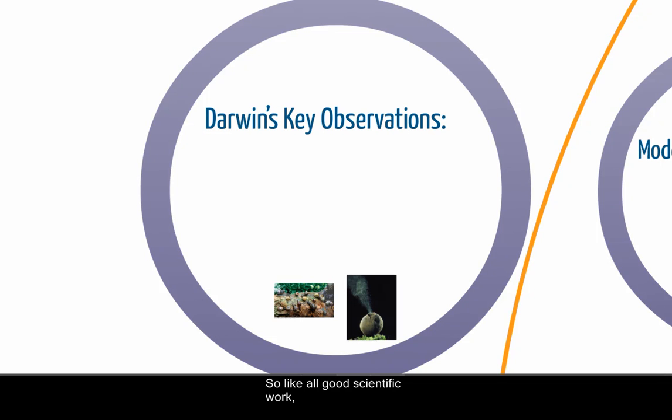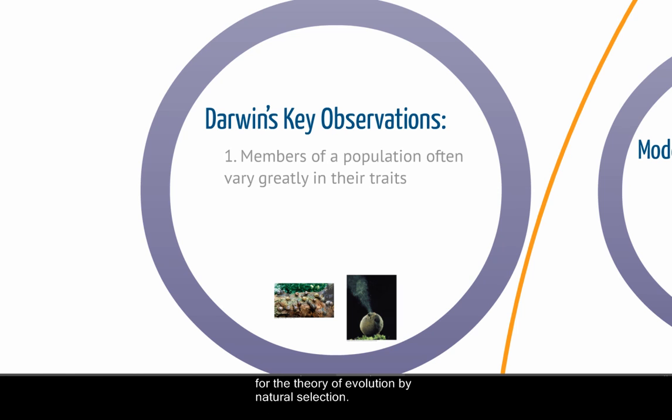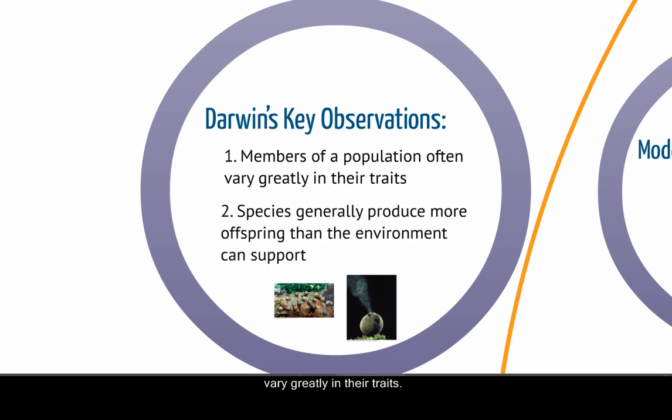Like all good scientific work, Darwin and Wallace built their theory on observations and carefully collected data, collected by both Darwin and Wallace and also other explorers. There are a couple of key observations that became the underpinnings for the theory of evolution by natural selection. The first one is that members of a population often vary greatly in their traits. The second one is that species generally produce more offspring than the environment can support.